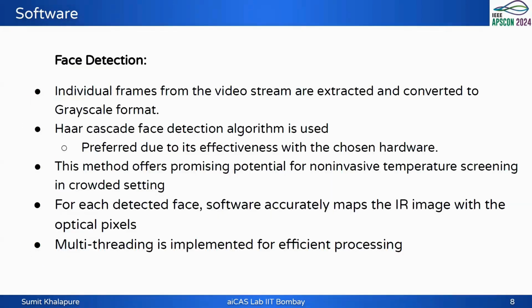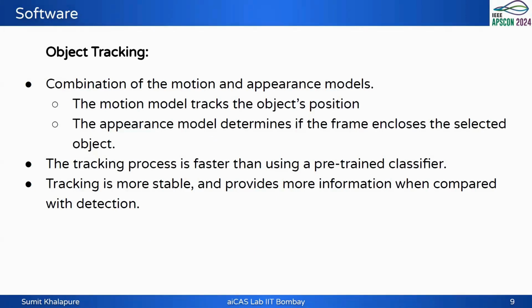In software, for face detection, individual frames from the video stream are extracted and converted into grayscale format. We used a Haar cascade face detection algorithm because of its effectiveness. The detected face is shown on the software, and the IR image and optical pixels are mapped and shown on the screen. For object tracking, a combination of motion and appearance models is used in the software.